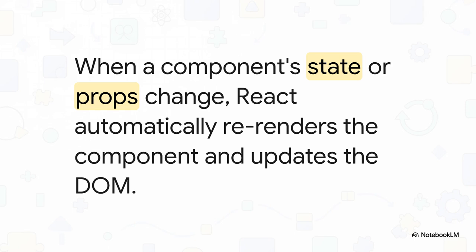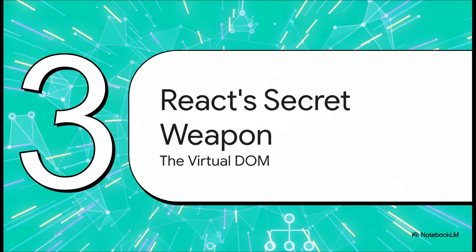And here's the absolute key to everything. Whenever a component's internal state changes, let's say you click a like button and a counter goes up, React instantly knows that part of the screen is out of date, and it automatically redraws it to reflect the change. But how on earth does it do that so fast? This brings us to React's secret weapon, the thing that allows it to be so incredibly performant. It's called the virtual DOM.